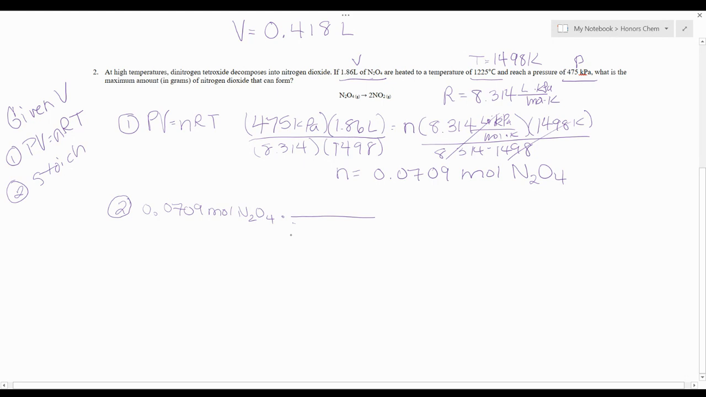So in our equation, we've got 1 mole of N2O4 to 2 moles of NO2. And then we want to multiply that by the molar mass of NO2, which is 46.006 grams. All right, keeping 3 sig figs, I got 6.52.